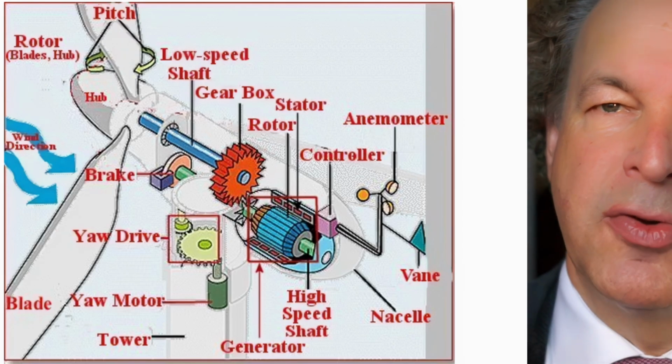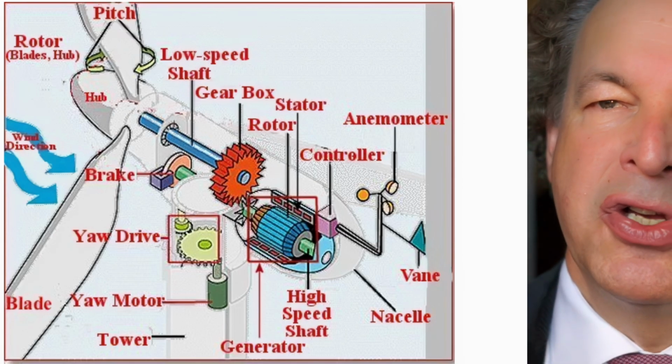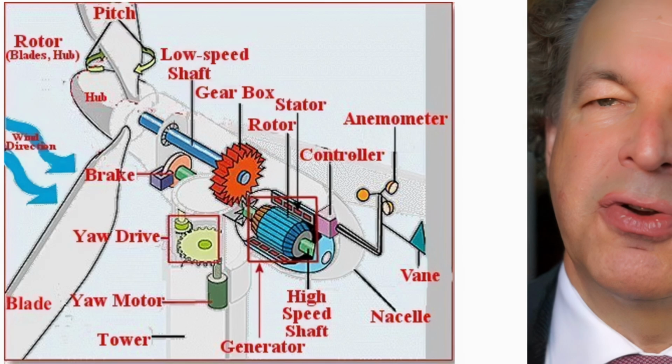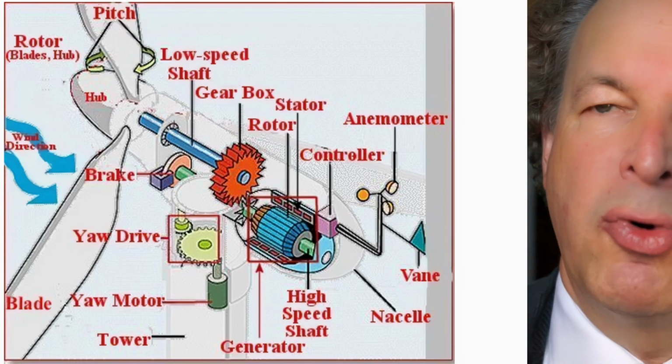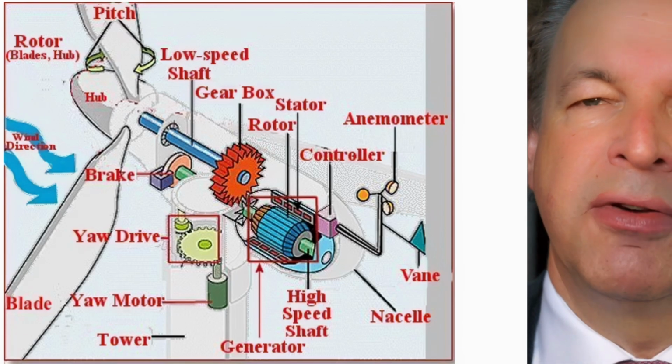The turbine has to be directed actively into the direction of the wind. So you have a wind vane which measures the direction of the wind, and then you have a yaw motor or azimuthal drive which directs the hub into the direction of the wind.